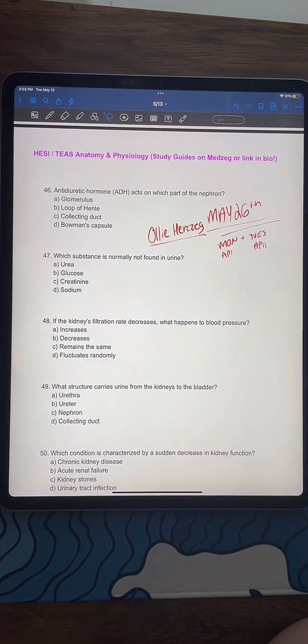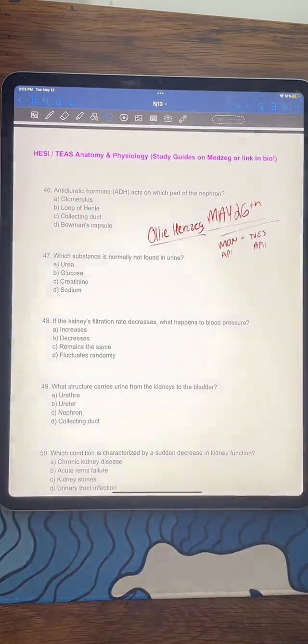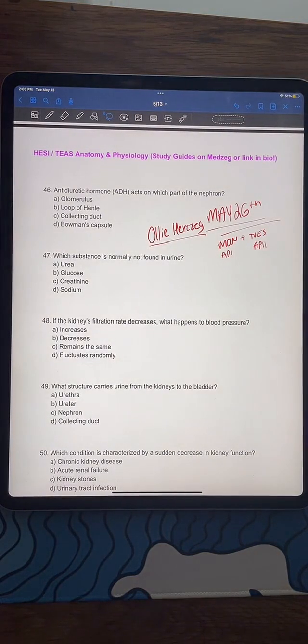What is a good overall TEAS score, in my opinion? A good overall TEAS score depends on what school you want to go to. The higher your score, the more competitive you're going to be at a better program. But above a 70, yeah, it's considered good. That's kind of the minimum cutoff.